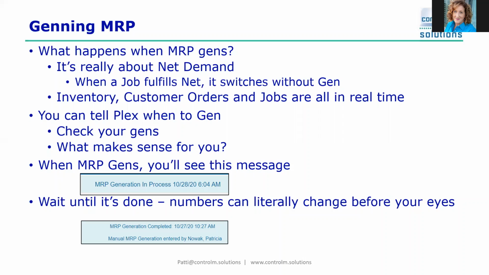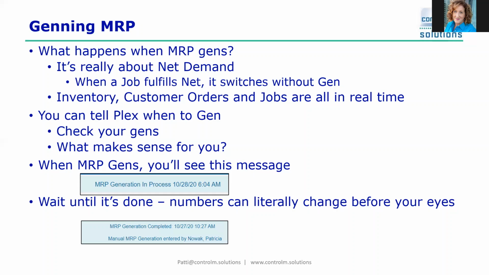Our recommendation is to set your auto generation on work days, at least maybe right before work or early in the morning, right around noon, and then mid-afternoon. That's going to pull in your unmet demand or your net demand regularly enough to be helpful. While MRP is generating, you're going to see a message that says MRP gen in process. If you see that, make sure you wait until the generation is complete, because I've seen the numbers literally change before my eyes, and it's a little bit disconcerting. So give it a little time.